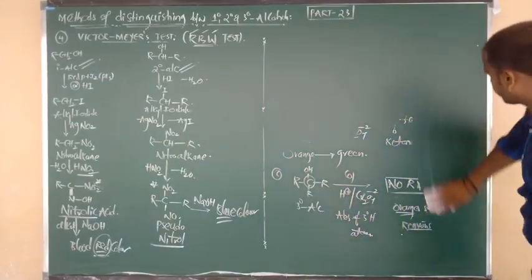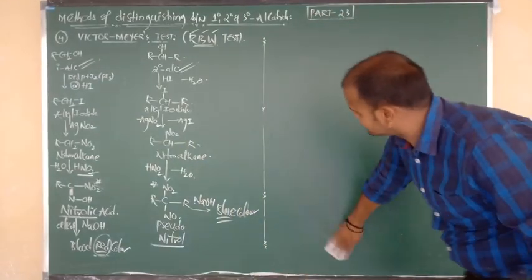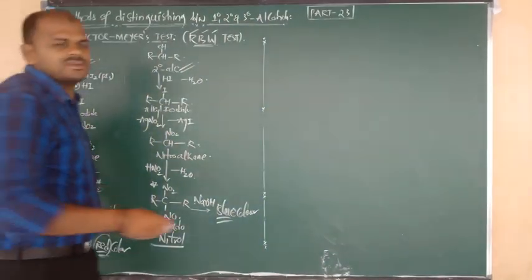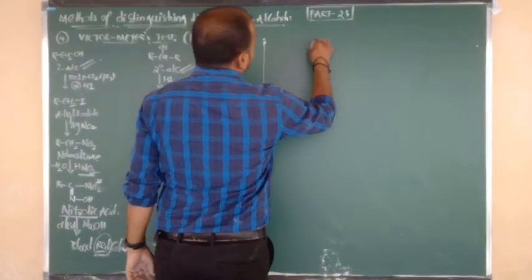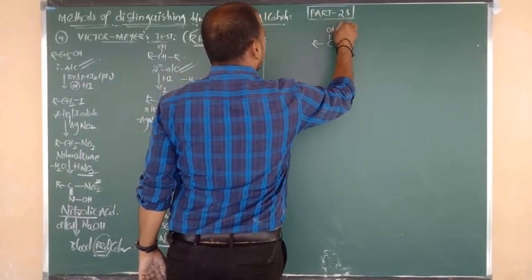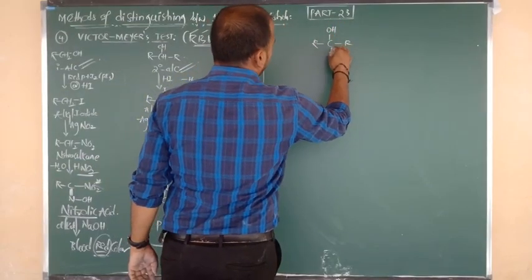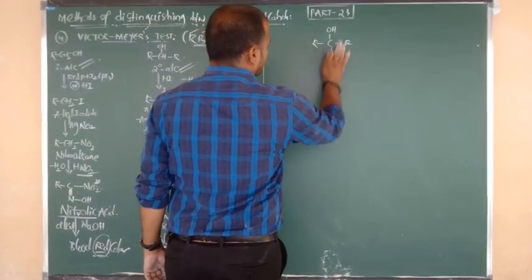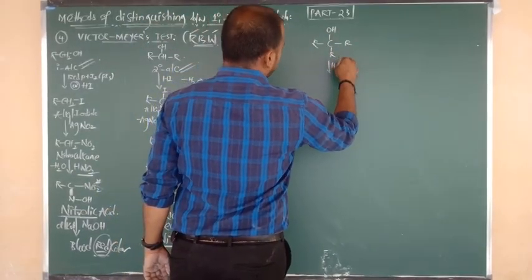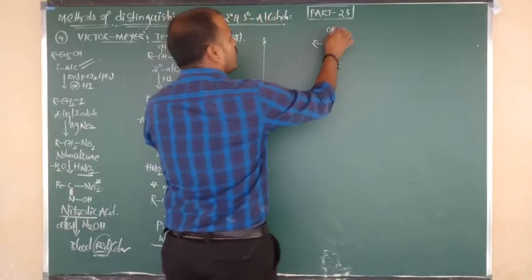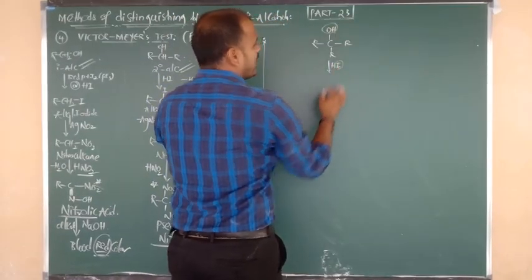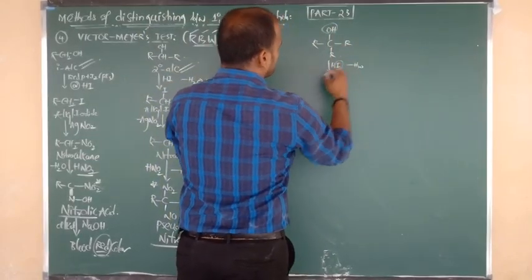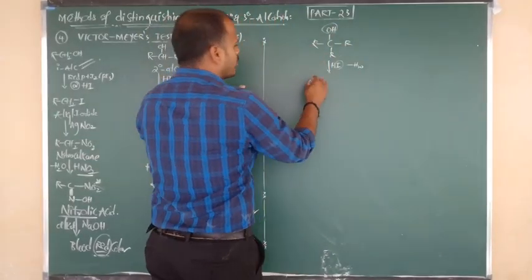identification for tertiary alcohol. Identification for which alcohol? Tertiary alcohol. R bonded to C, with OH, again bonded to R, again bonded to R. Right, step 1. It upon reaction with HI, hydrogen iodide, OH minus is replaced by I minus. H combines with OH and is removed in the form of H2O. How many R groups are there? 3 R groups are there.